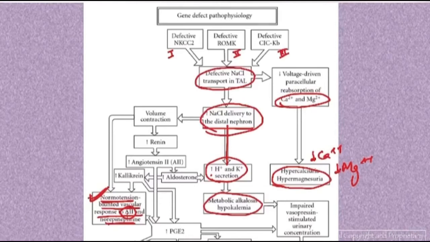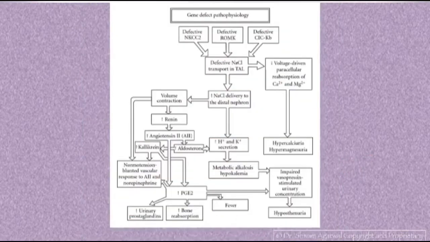In volume contraction, there will be an increased renin, and because of increased renin, there will be increased angiotensin 2, which will increase the aldosterone. This will also cause the hypokalemia and alkalosis, and aldosterone in turn will also increase the kallikrein. Kallikrein will lead to increase in the prostaglandins. Prostaglandin will increase in urine, will increase bone resorption, lead to growth retardation and metabolic bone problems, and also fever.